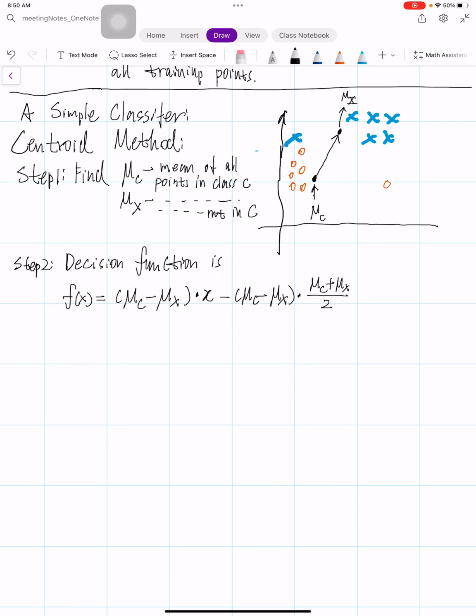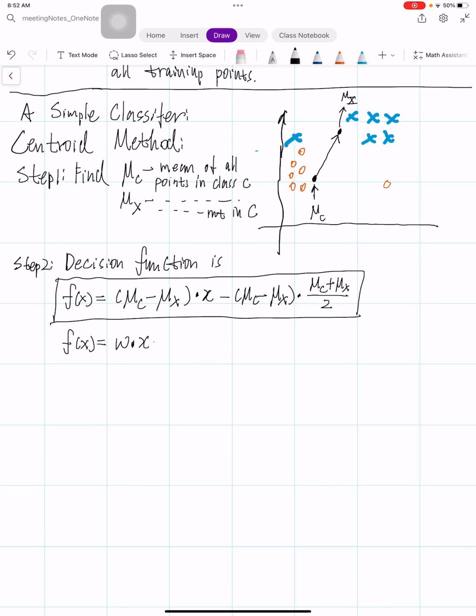So we can calculate for each point: we plug that point into this function. So this is one possible decision function. Let's see how this function is derived. Remember, in this class we talk about the linear case, the very simple case. So f(x) is a weight vector w, dot product with x, plus a scalar alpha.